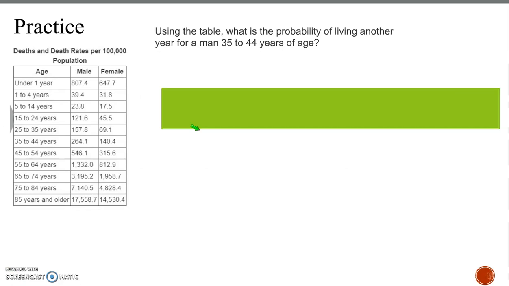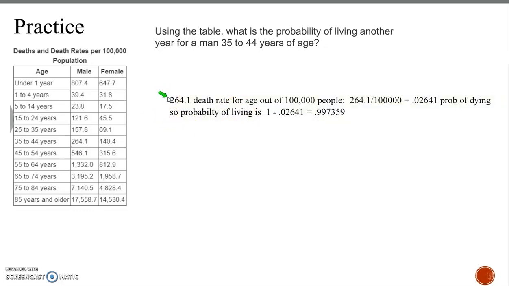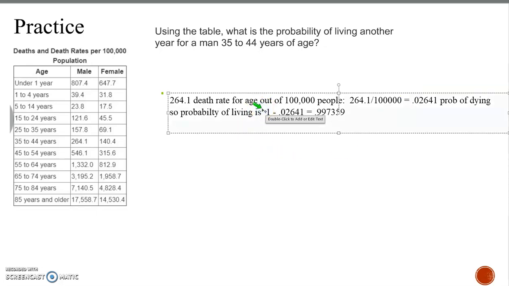Hopefully you guys will practice this on your own and then come back and check your answer. Using the table, what is the probability of living another year for a man 35 to 44 years of age? So we look in this row, 35 to 44. We want a man. We kind of just did this one. So hopefully you guys are doing this on your own. 264.1 is the death rate for that age out of 100,000 people. So you write it as a fraction, then divide it out. Then the probability of living would just be 1 minus that, which gives our probability of living.